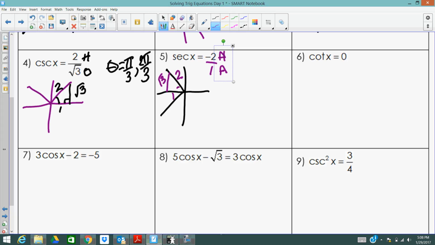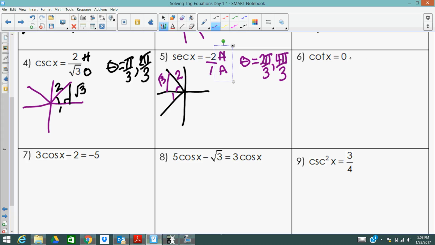So again, it's the 30, 60, 90 right triangle, with our reference angle being 60 degrees, or pi over 3. So in quadrant 2, that's 2 pi over 3. And in quadrant 3, it's pi plus pi over 3, which is 4 pi over 3.